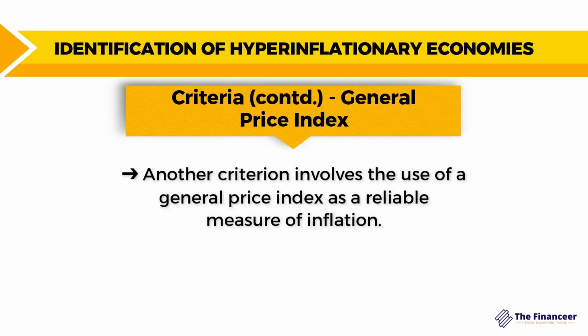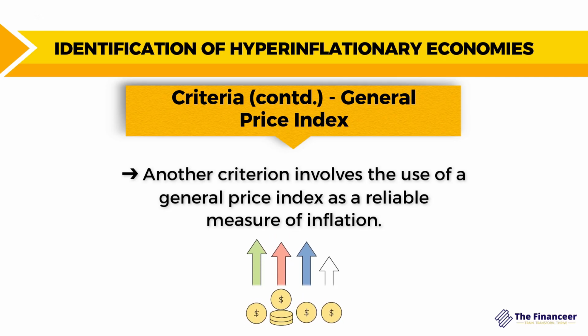Another criterion involved is the use of the general price index. So this is our base in order to say inflation rate. And in order to describe the economy as being hyperinflationary, we assume an inflation rate over 3 years exceeding 100%. So we need to clarify these inflation rates, because the inflation rates will depend on the general price index as a reliable measure of the inflation.